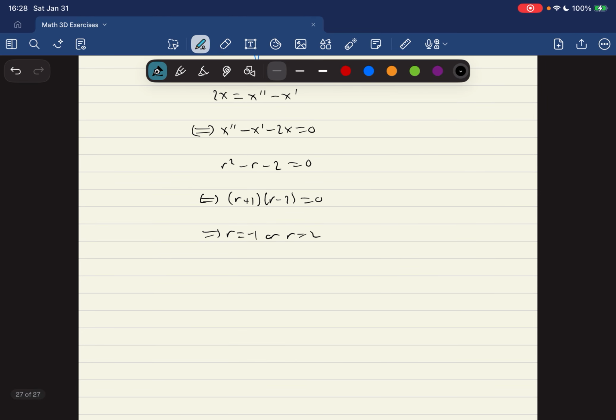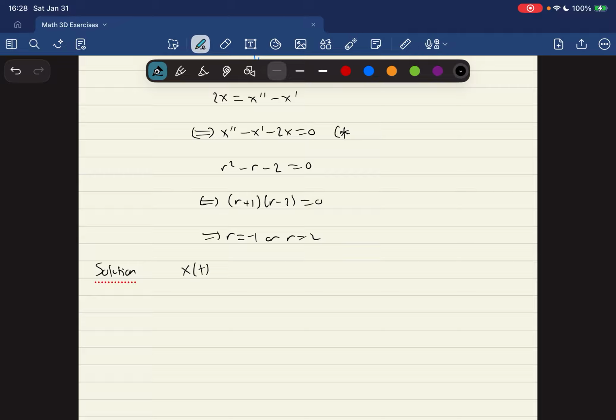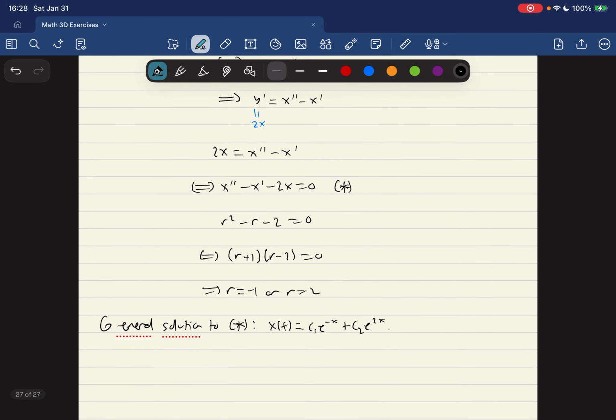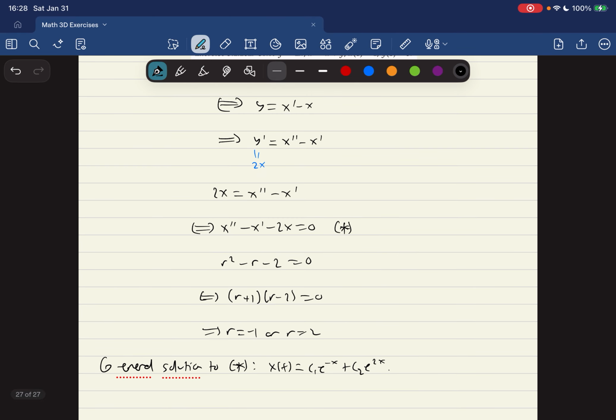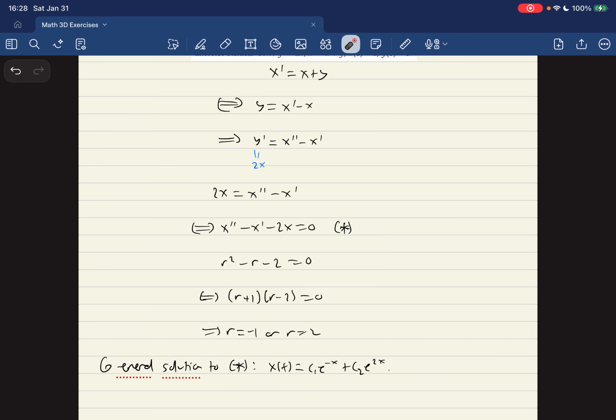From our knowledge about solving second order ODEs, we know that the solution to, let's call this star, or the general solution rather, well, that's going to be x of t equals c1 e to the negative t plus c2 e to the 2t. And so to find y, we can return up here to this equation. And just note that y is x prime minus x.